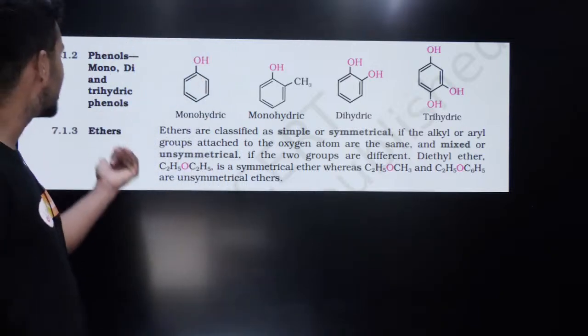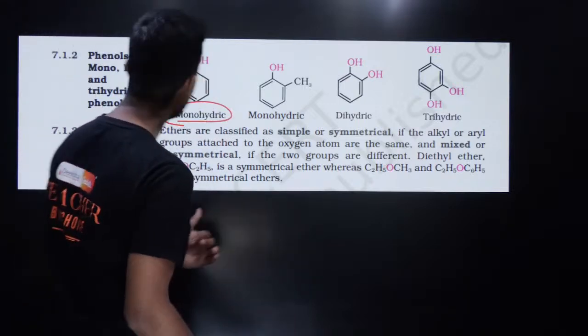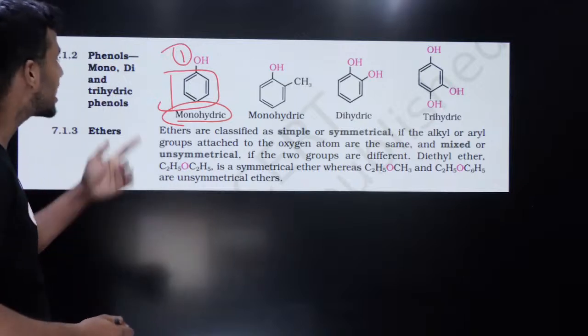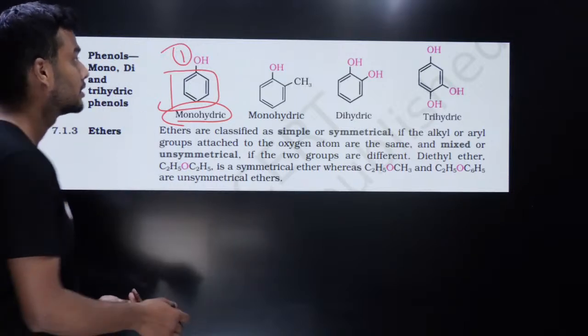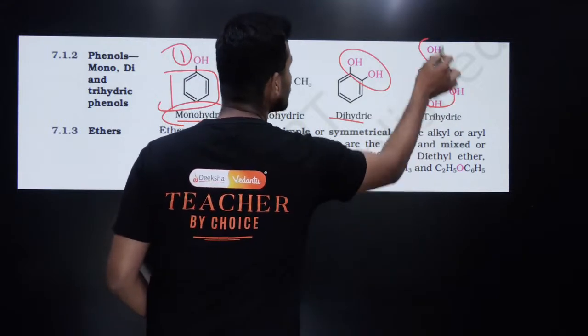Next, move on to phenol, same classification. If the benzene ring is attached to a single OH group, this type of phenol is called monohydric. If it's attached to two OH groups, dihydric; three OH groups, trihydric.